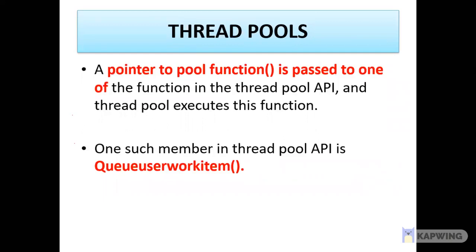A pointer to a pool function is passed to one of the functions in the thread pool API, and the thread pool executes this function. So here is a pointer to the pool function. We are using this pool function to get access to that pool. One such member in the thread pool API is QueueUserWorkItem. This is used for getting access to the thread pool API.